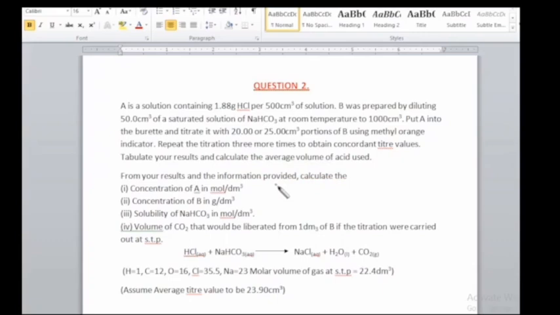From your result that has been gotten and from the information provided in the table, calculate the following. 1, concentration of A in moles per dm cube. 2, concentration of B in grams per dm cube. 3, solubility of sodium hydrogen trioxocarbonate in moles per dm cube. And 4, calculate the volume of carbon dioxide that will be liberated from 1 dm cube of B if the titration were carried out at STP.